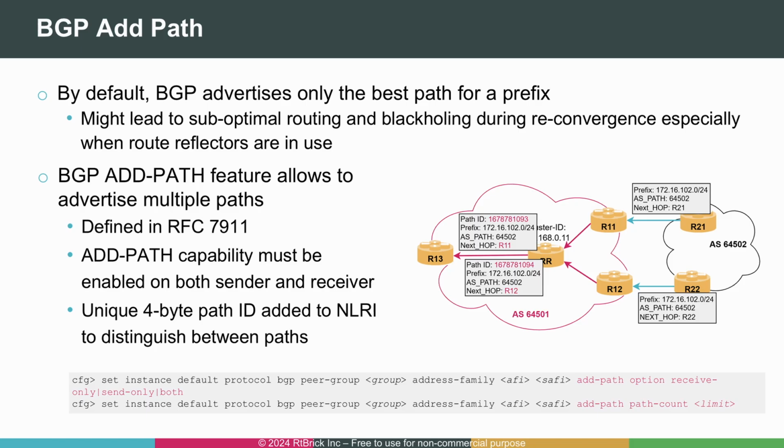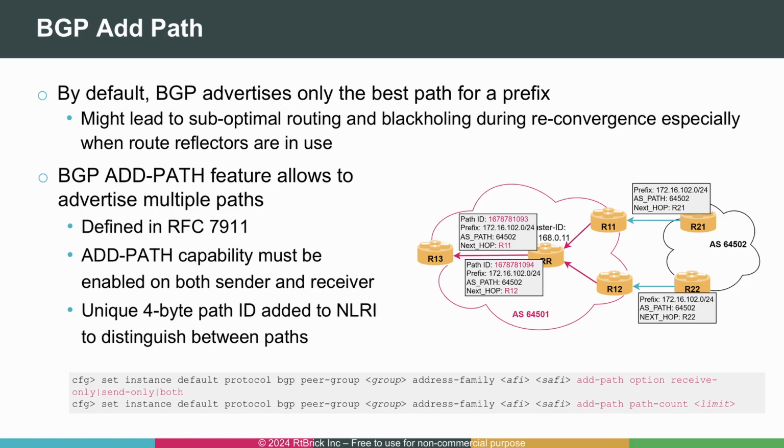The BGP add path feature, defined in RFC 7911, allows a BGP speaker to advertise and receive multiple paths for the same prefix. To use this feature, both sender and receiver must support it and negotiate the capability during BGP session establishment. A 4-byte path identifier is added to the NLRI to distinguish between multiple paths. Returning to our example, with add path enabled, the route reflector can advertise both R11 and R12 paths to R13.